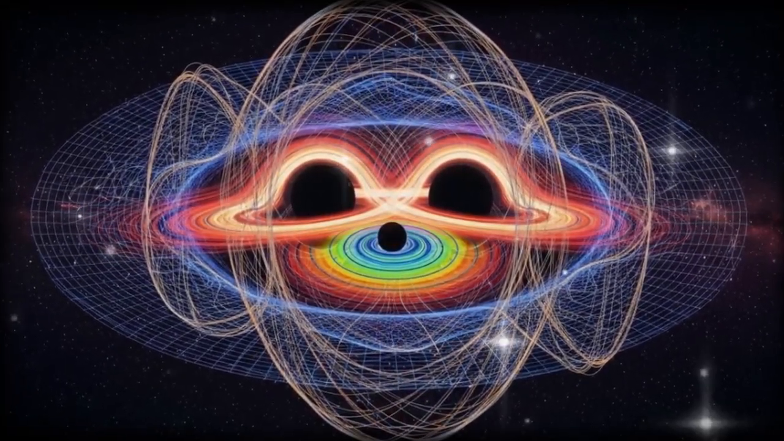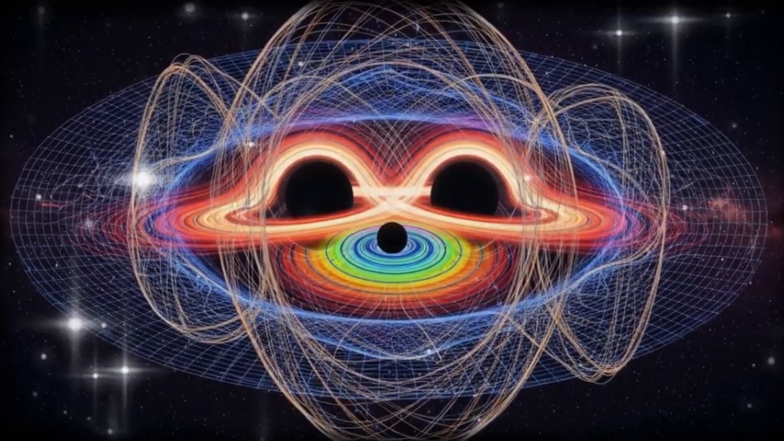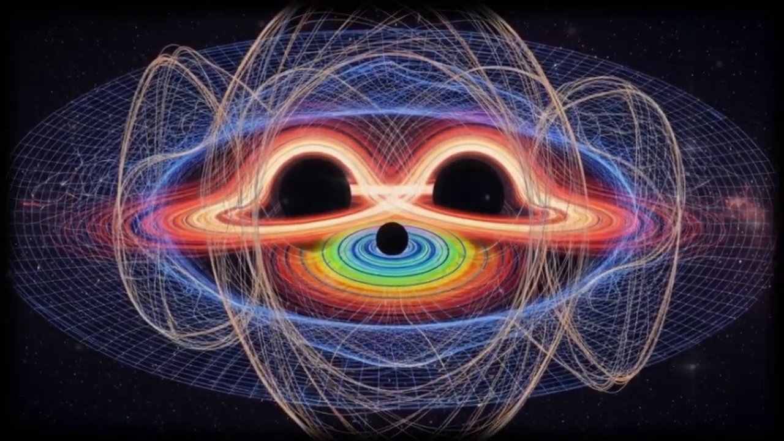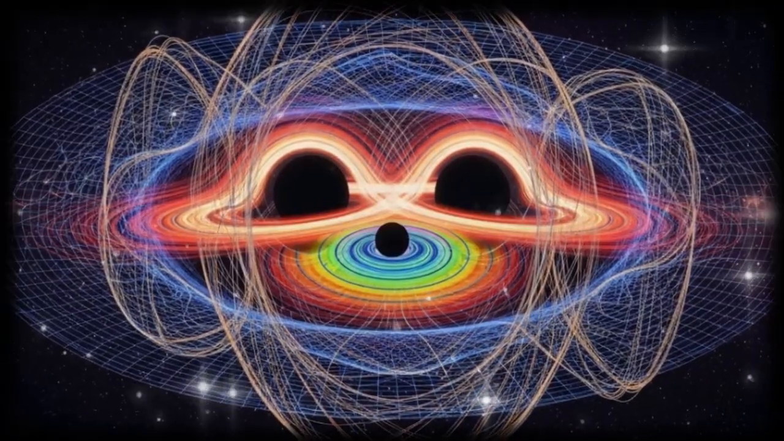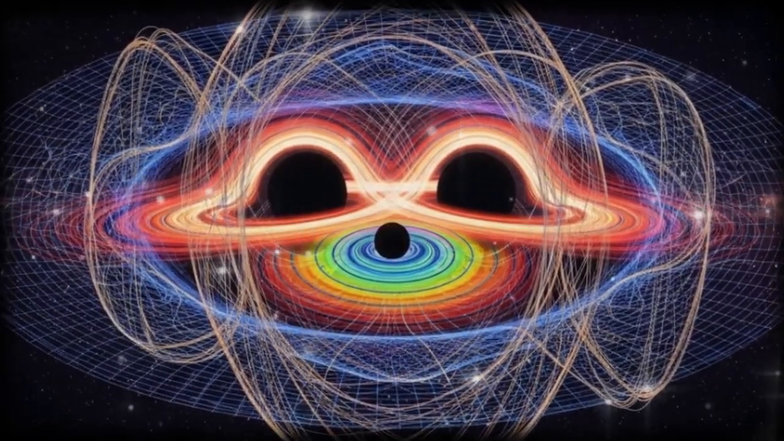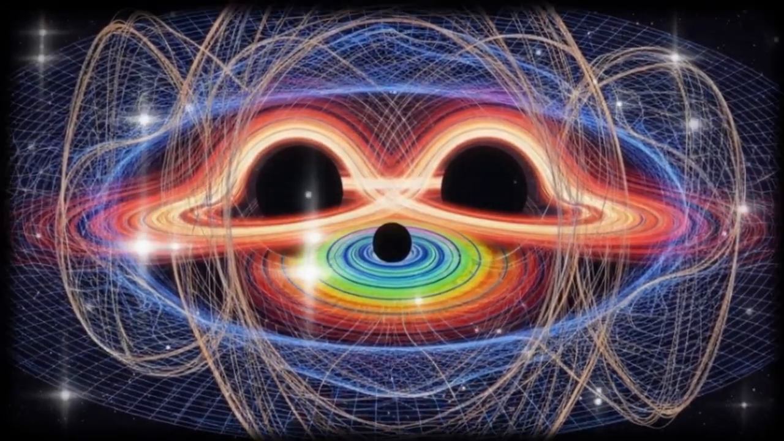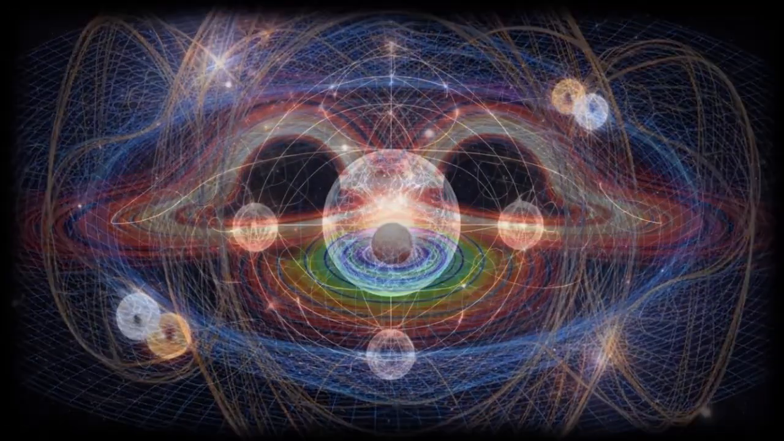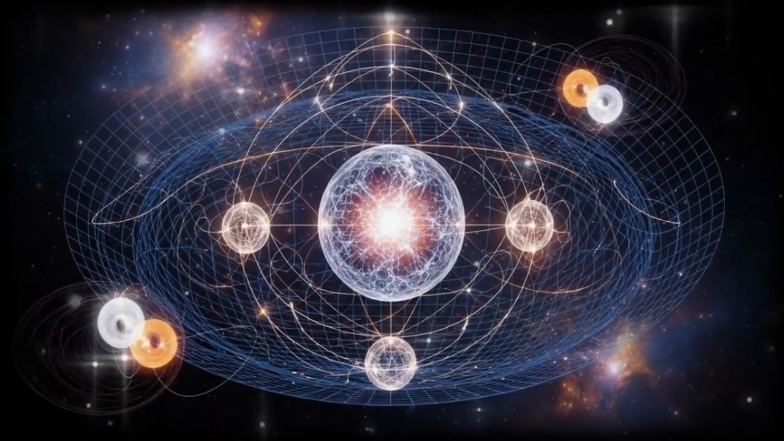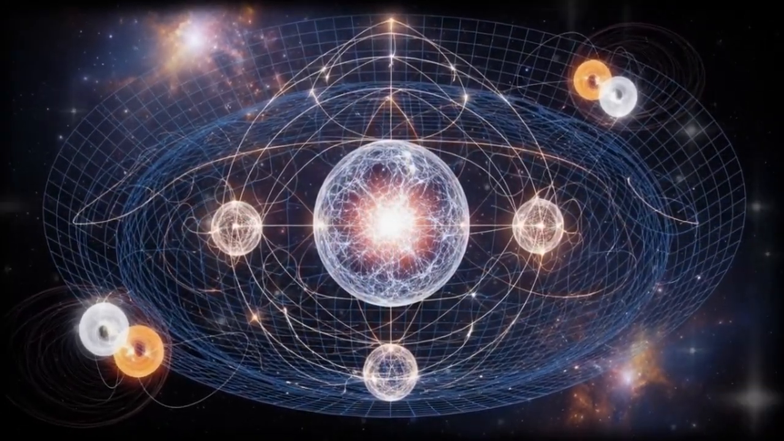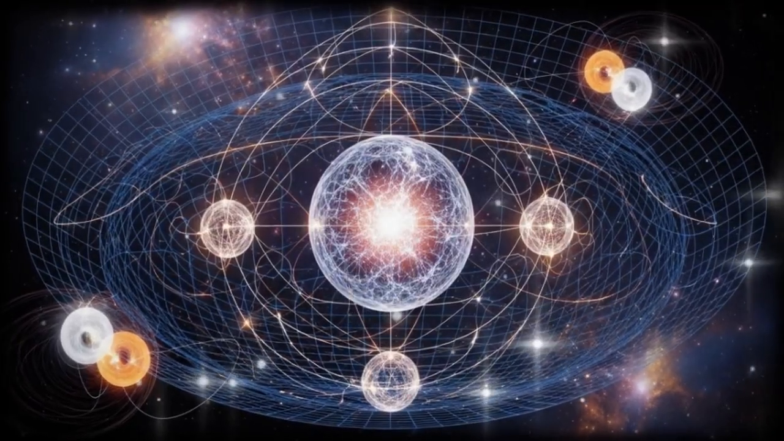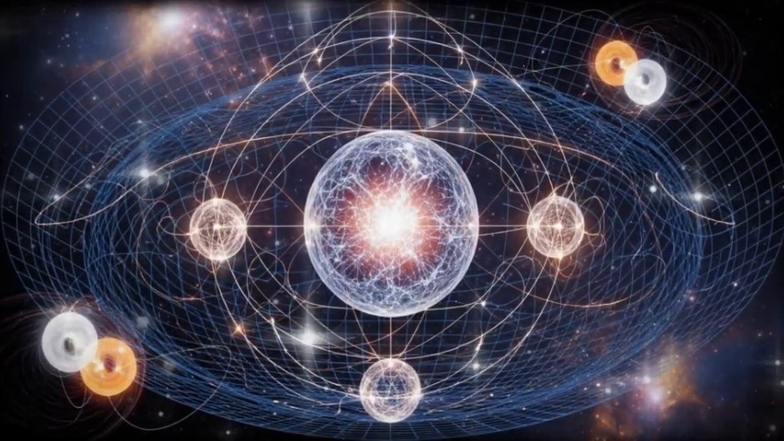The ring-down phase, in which the newly formed 62 solar mass black hole oscillated and radiated gravitational waves as it settled into its final Kerr configuration, matched the quasi-normal mode frequencies predicted by general relativity for a spinning black hole of the inferred mass and spin. The agreement between observation and theory across all 3 phases was a triumph of both observational and theoretical physics.